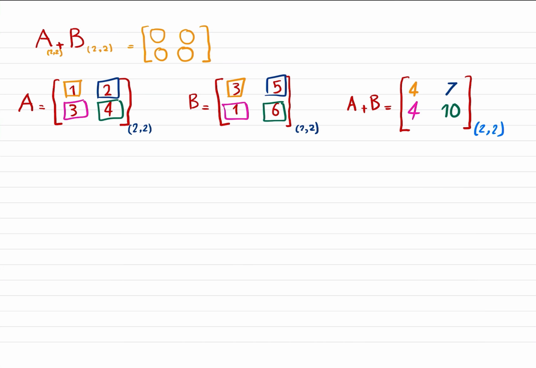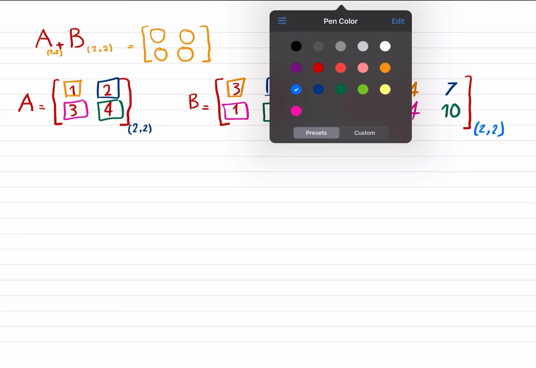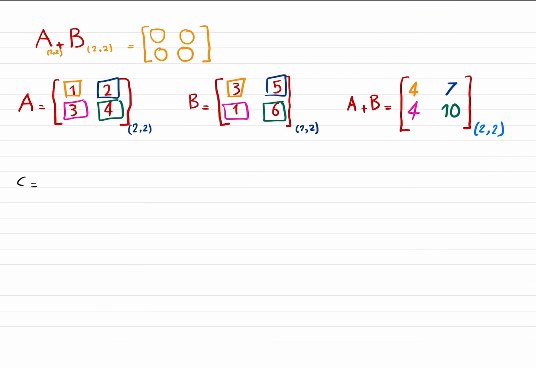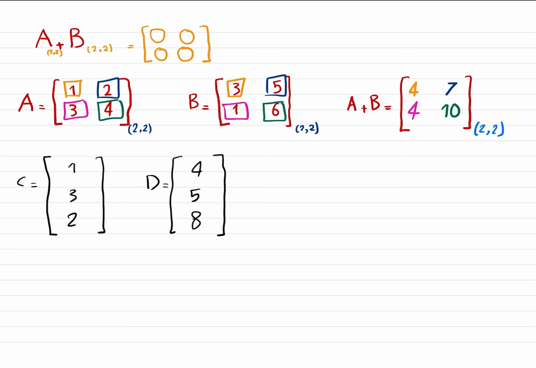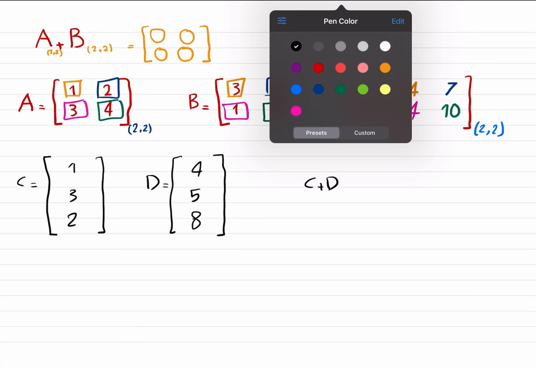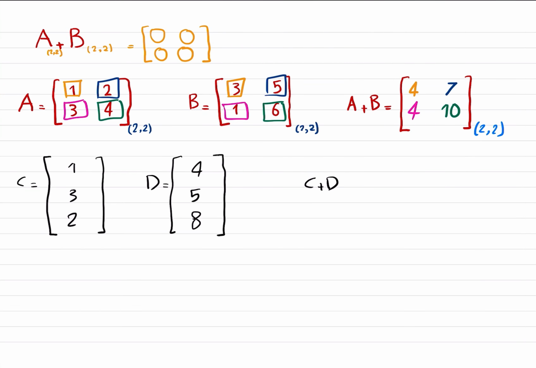Okay, let's consider another example. For example, matrix C is equal to 1, 3, 2, and matrix D is equal to 4, 5, 8, for example. What's C plus D? Okay, as I told you, at the first, let's check the order of matrices.